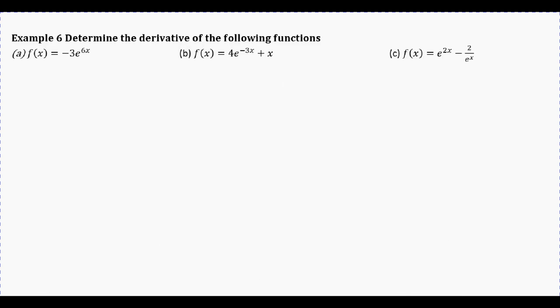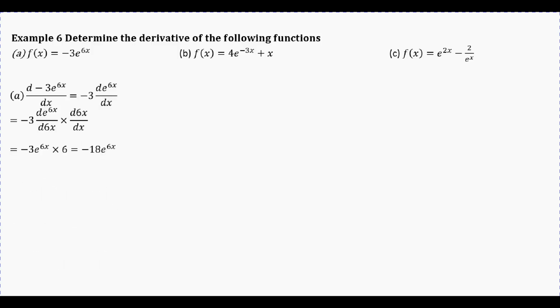So again, you need to use a variety of rules in differentiation. In particular, the new rule you've learned is the differentiation of the exponential functions and also the application of chain rule in the differentiation of those exponential functions.